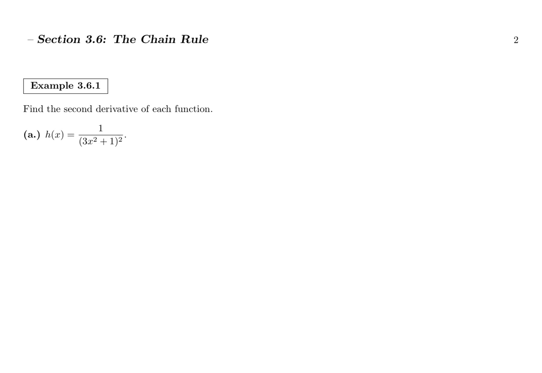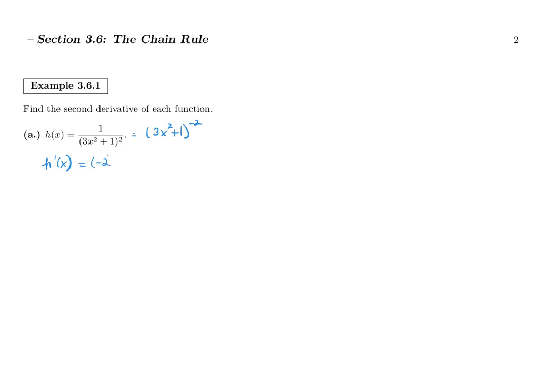We begin with a. A says h of x is equal to 1 over 3x squared plus 1 quantity squared, which I'm going to tell you to rewrite and bring the 3x squared plus 1 to the numerator, so it becomes to the minus 2 power. Reason being, now when we apply our chain rule, this is going to be a lot simpler.